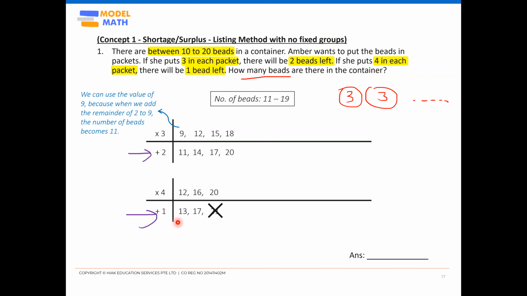So as we can see, you should observe that 17. There are 17 bits in the container. And the question asks for how many bits? So that would be my answer.